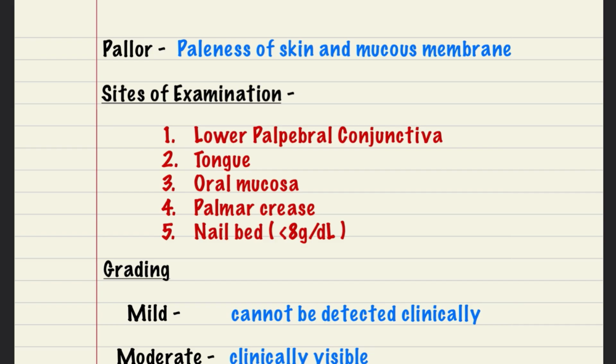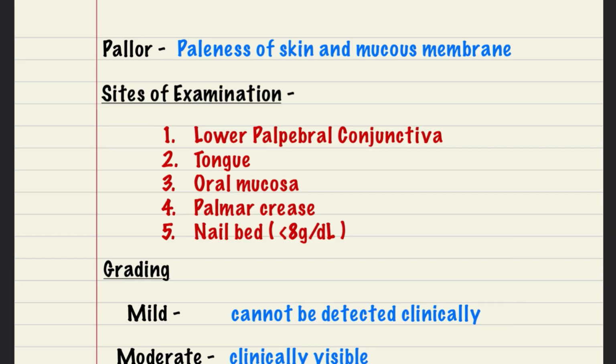So let's begin with the pallor. What is pallor? Pallor basically means paleness of the skin and the mucous membrane. Normally when we see our mucous membrane and the skin, it appears slightly pinkish. So pallor is a condition in which you see the paleness of the skin, where the pinkishness, the color, is reduced.